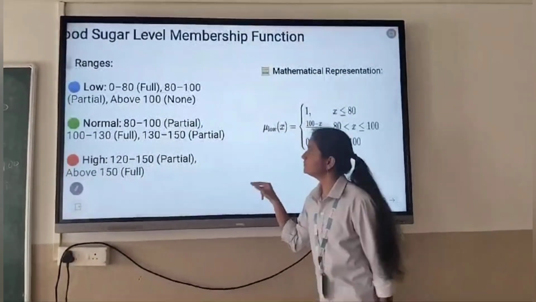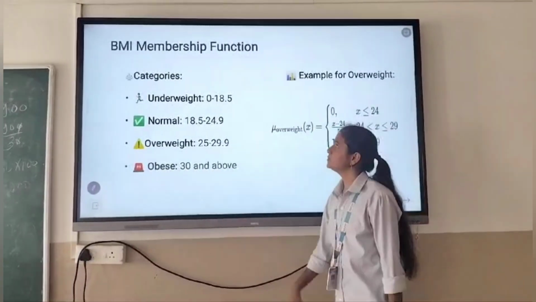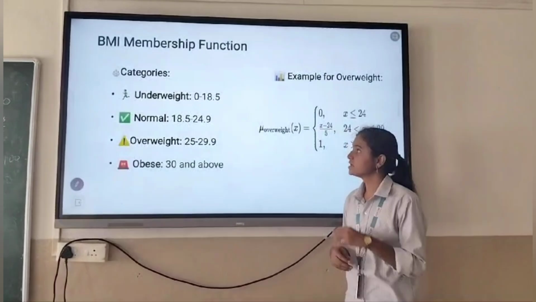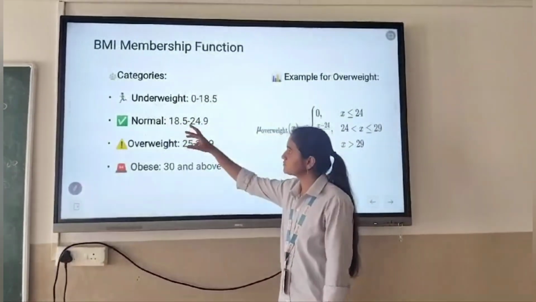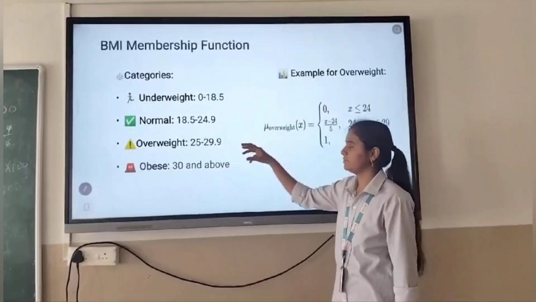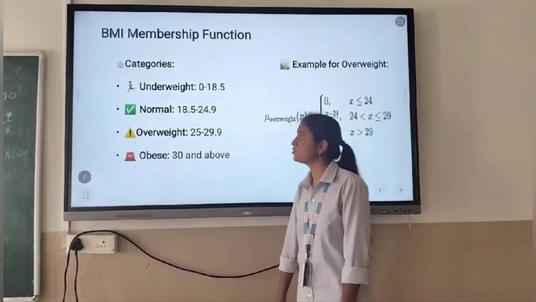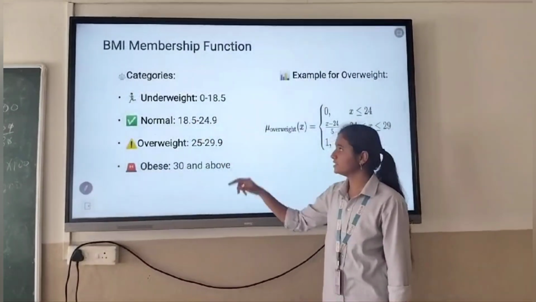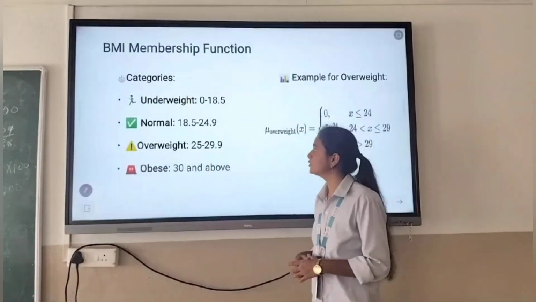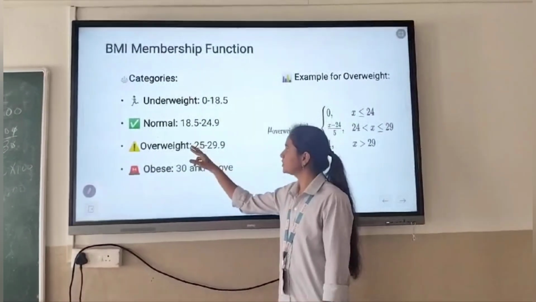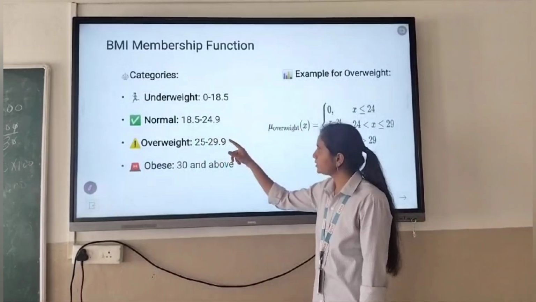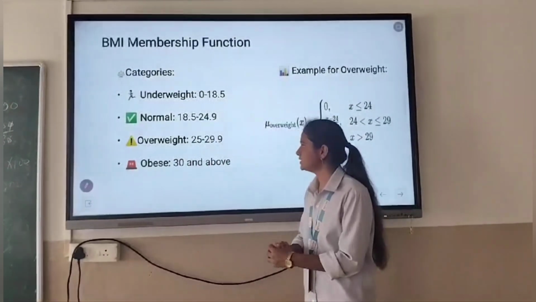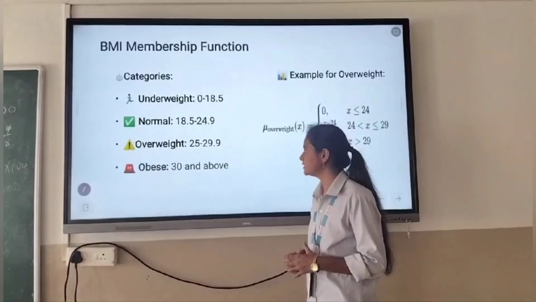Next one is the BMI membership function. BMI means body mass index. So here are the categories describing various ranges of body mass index. Here is underweight. For underweight, there is a range from 0 to 18.5. Next one is normal. It is 18.5 to 24.9, and this is overweight. It has an index from 25 to 29.9.